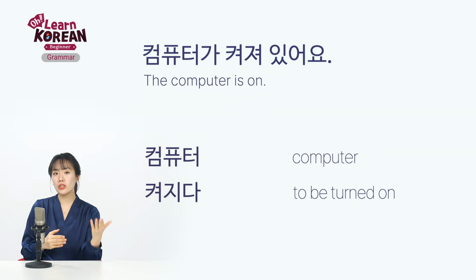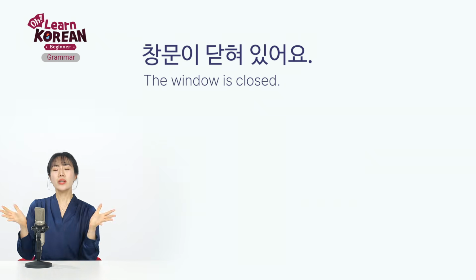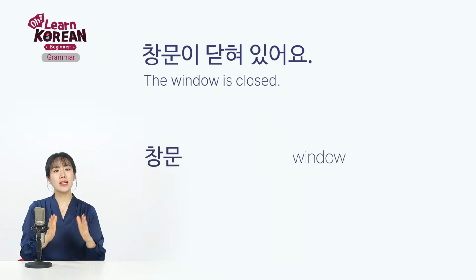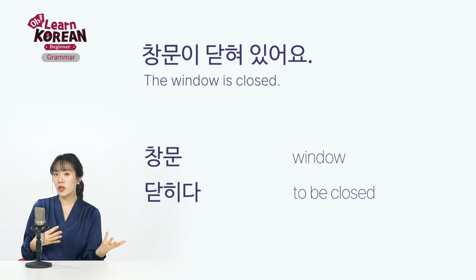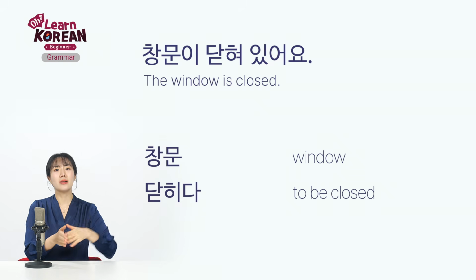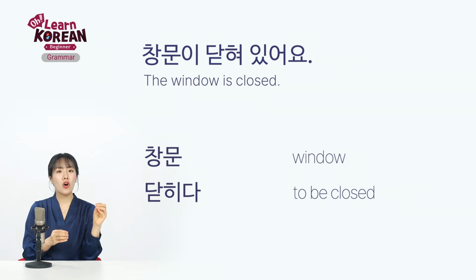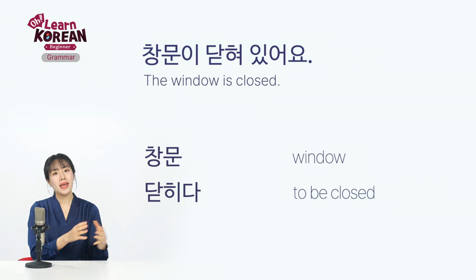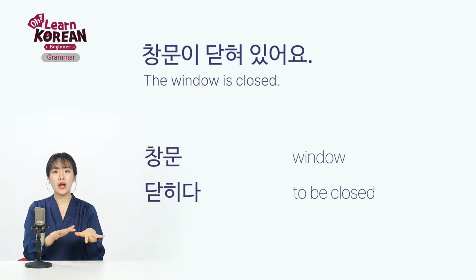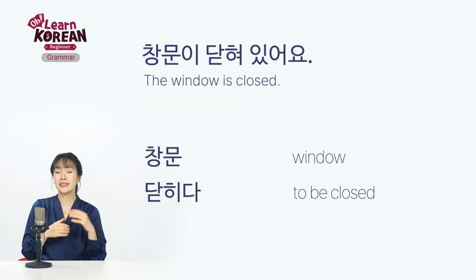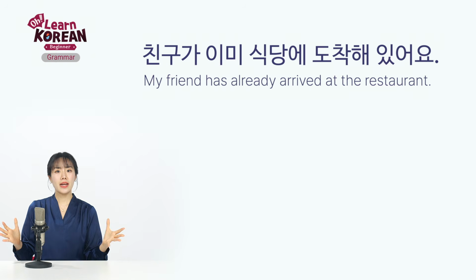컴퓨터가 켜져 있어요. The window is closed. 창문이 닫혀 있어요. 창문, window, 닫히다, to be closed. 닫히다 becomes 닫혀 있어요. Here, 히 and 어 combine to make 혀. It describes the current state of the window being shut. So, 창문이 닫혀 있어요.